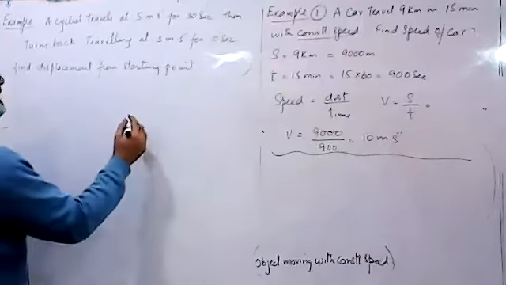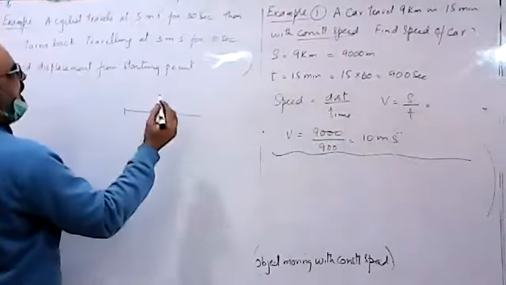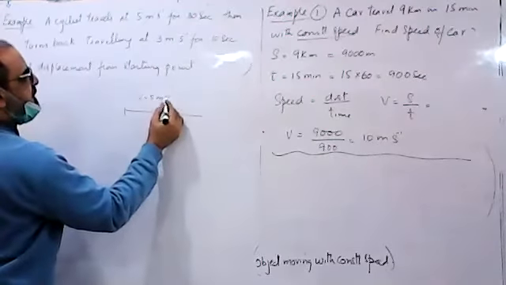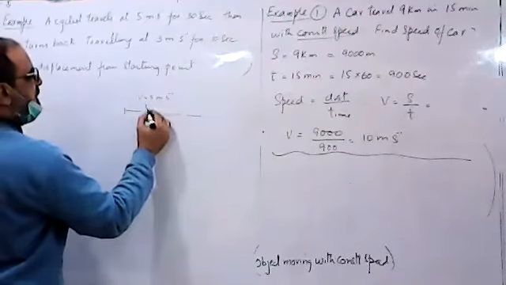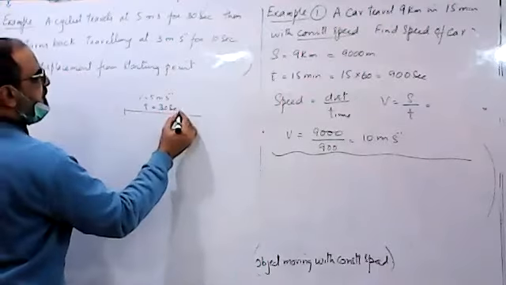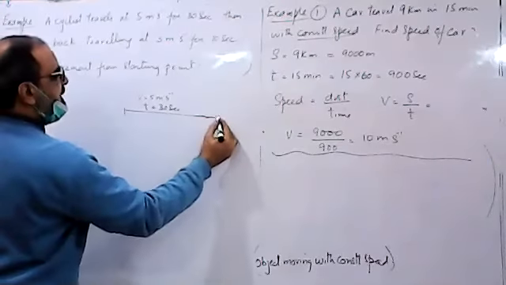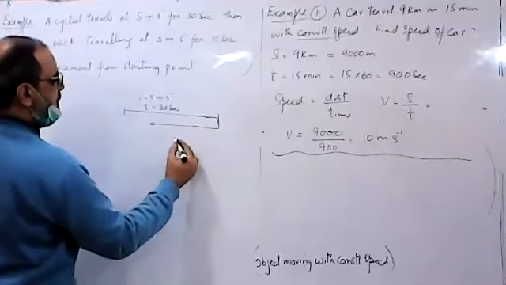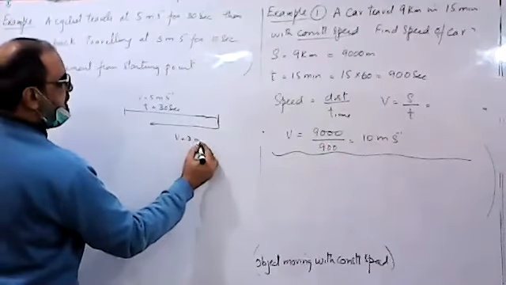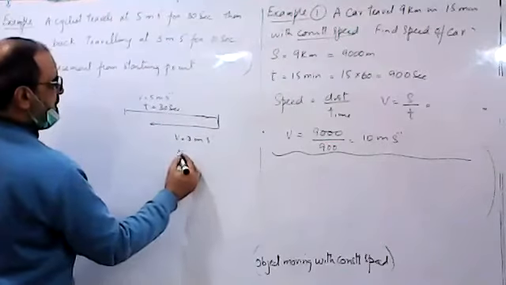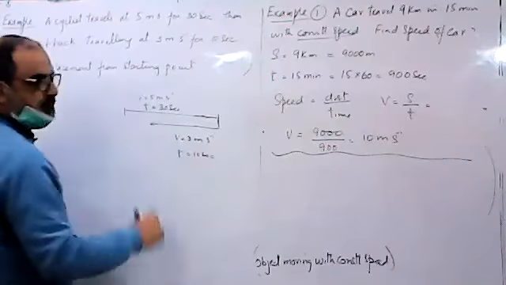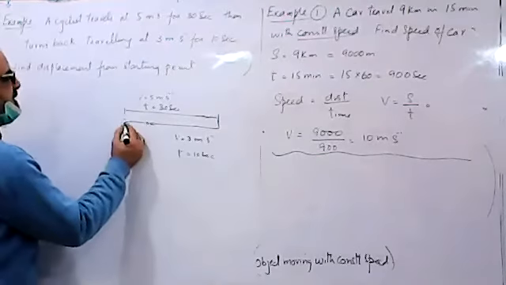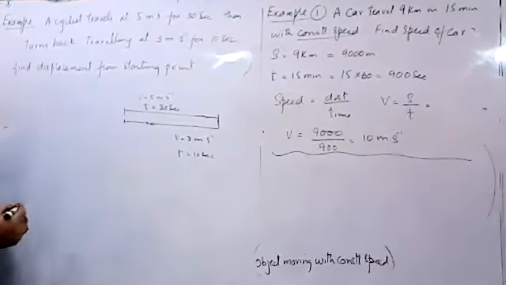So first, the cyclist was traveling at 5 meters per second. Speed is 5 meters per second for 30 seconds in this direction. Then he turned back and traveled at a speed of 3 meters per second for 10 seconds. What is the displacement? I need to calculate the shortest distance from the starting point to the end point.